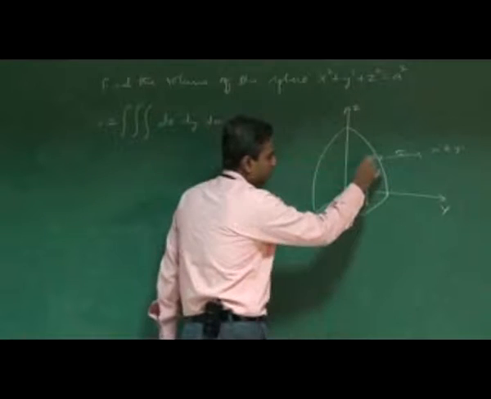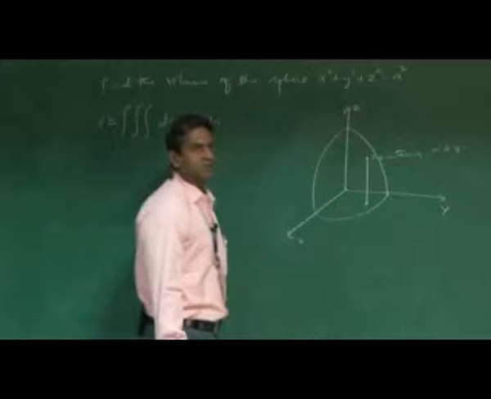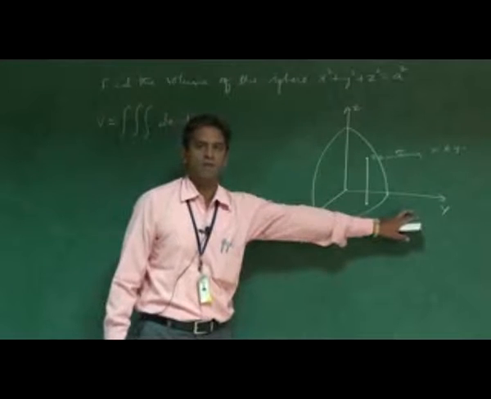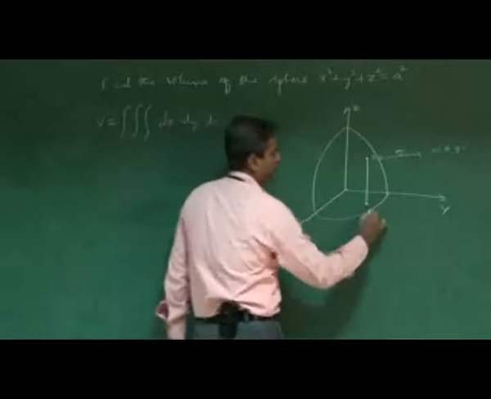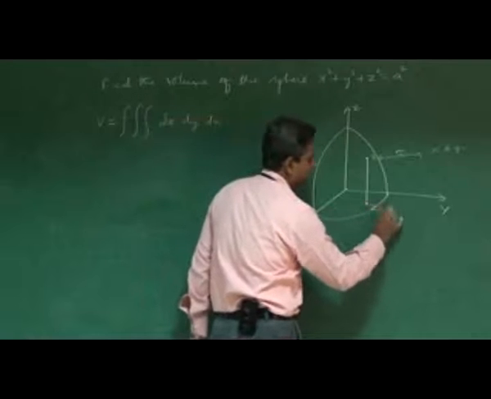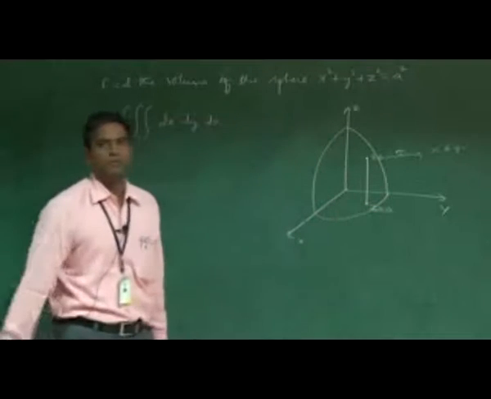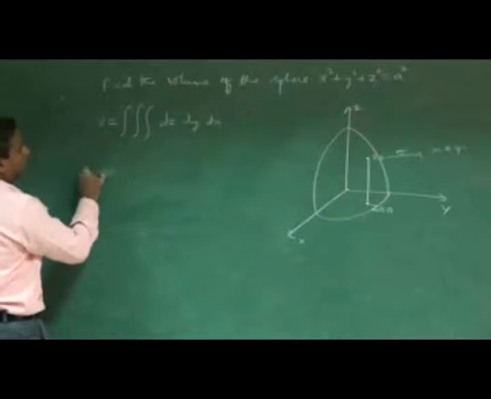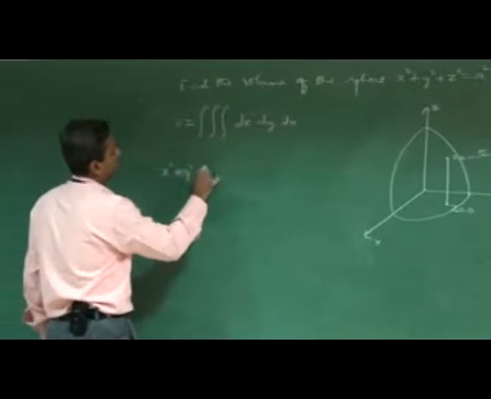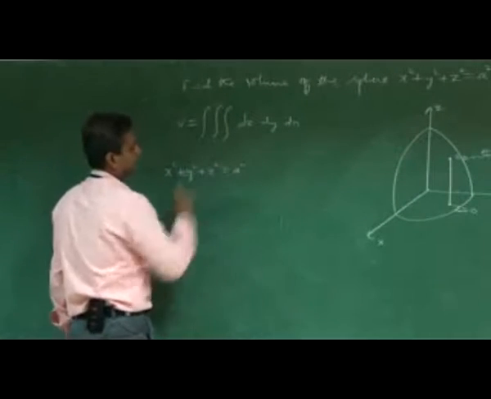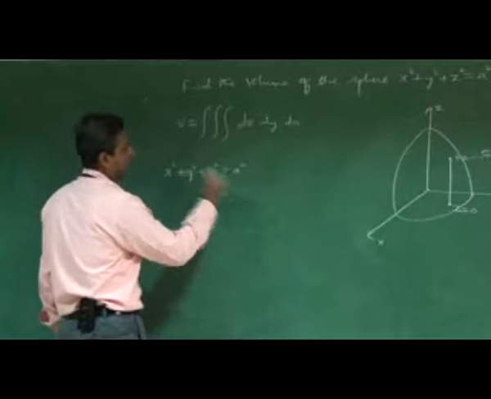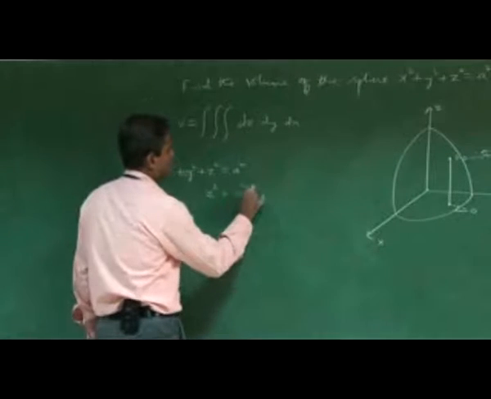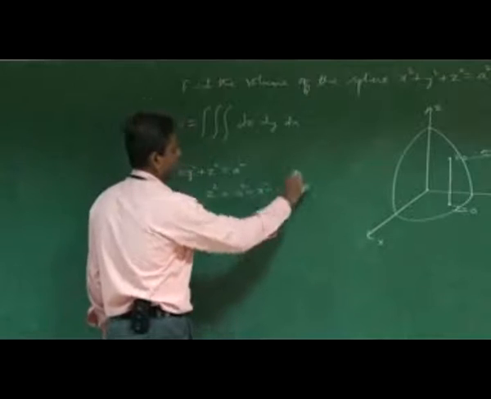This line touches the xy plane. So on the xy plane, what about our z? Z equals 0. So the first case of the limit, in the sphere equation x squared plus y squared plus z squared equals a squared, means we can get the z value from the given sphere. Z squared equals a squared minus x squared minus y squared.